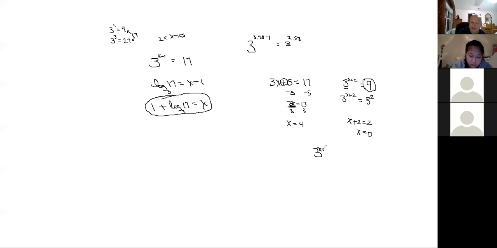But the bottom falls out when this happens: 3 to the x plus 2 equals 15, for example. You cannot make 3 and 15 have the same base, no matter what you do. You can't make it look like this one, because 9 is 3 squared, but 15, you can't really do it. So what do you do? Well, you can do what I did over here, but you could also do something else. You could take the log of both sides.